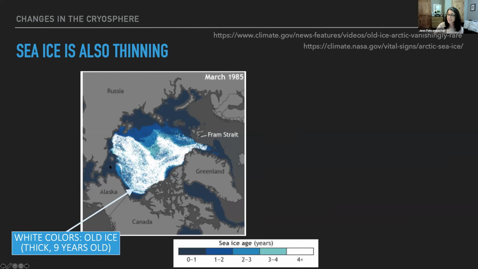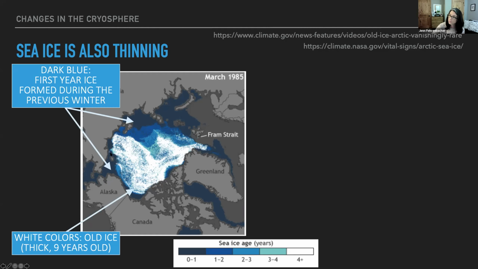So this is March of 1985, and there's a lot of old ice in this region. The dark blue is something called first year ice. This is ice that formed during the previous winter. What's significant about first year ice is that during the September minimum events, that ice is typically the first to melt away.